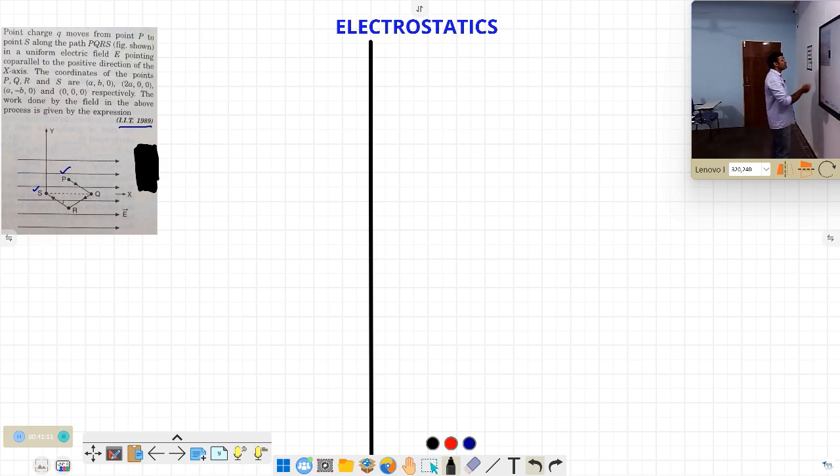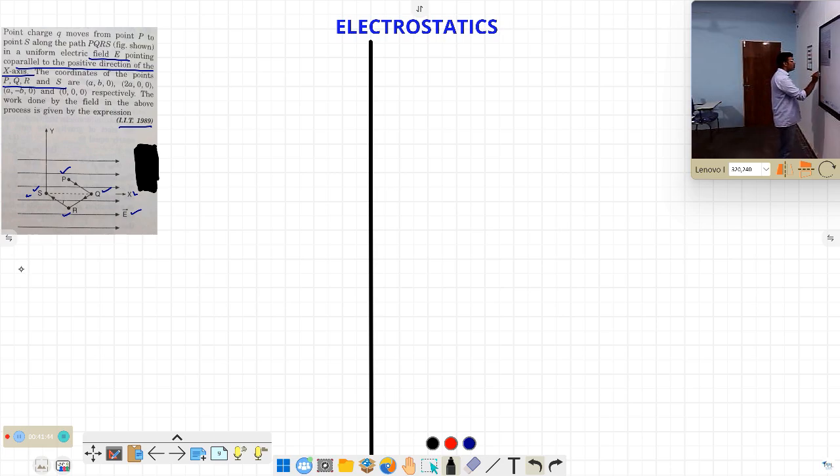There is an electric field E pointing parallel to the positive direction of the x-axis, so you can see the electric field is along the x-axis direction. The positions of the points P, Q, R, S are given in terms of a comma b comma 0, and so on. They are asking us to find the work done by the field in the above process, that is moving the charge from P to Q, Q to R, R to S.